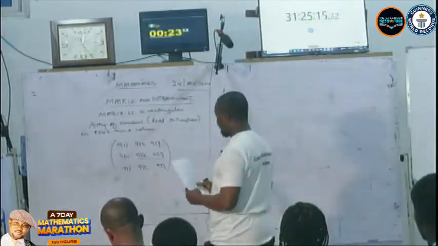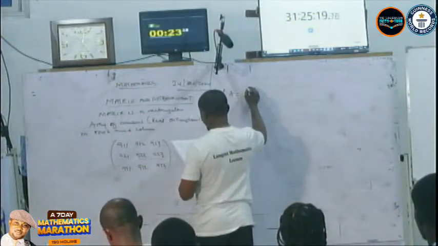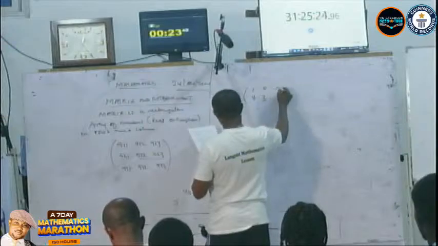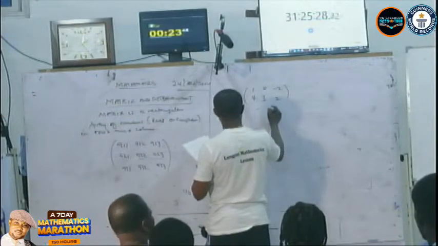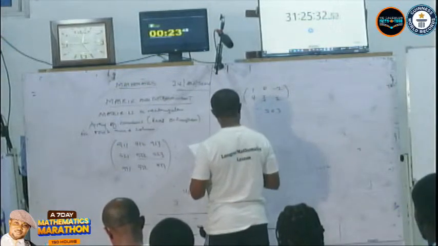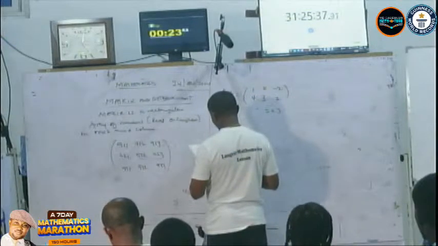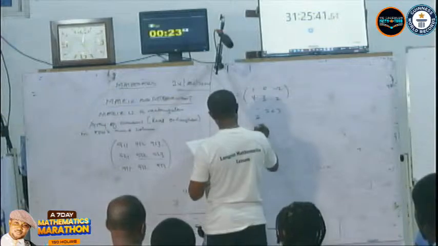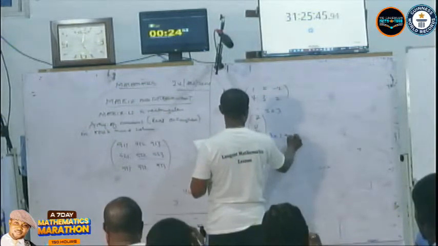So if you write a matrix like this, matrix A equals 1, 4, 0, 3, minus 2, and 2. This is an example of a 2 by 3 matrix. 2 by 3, you count the row before the column. And this is a 3 by 1 matrix: 2, 0, 4. A 3 by 1 matrix.